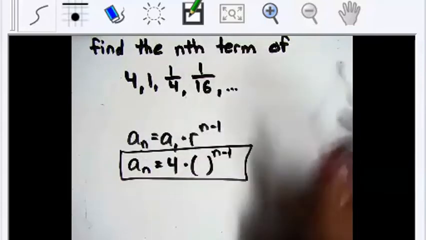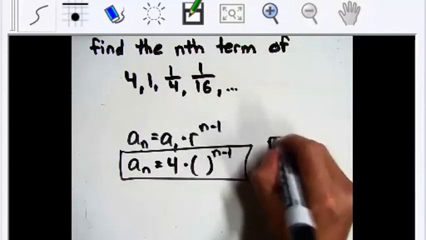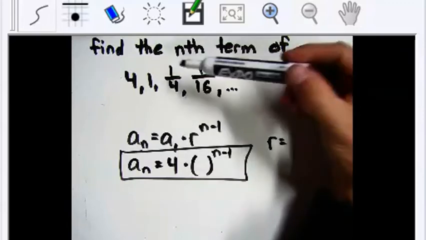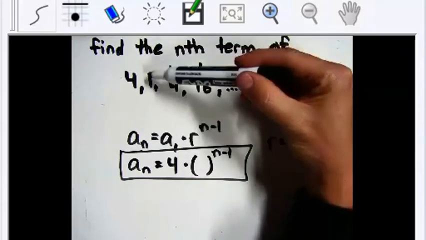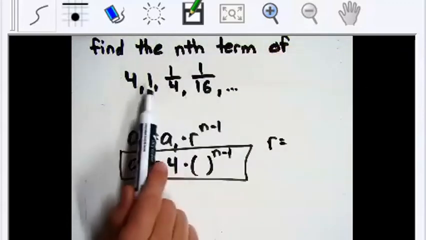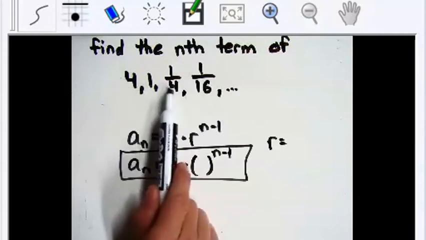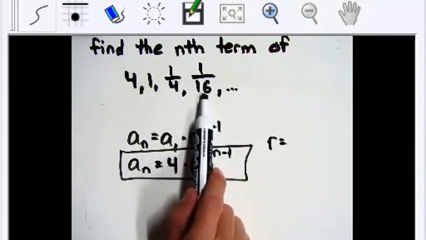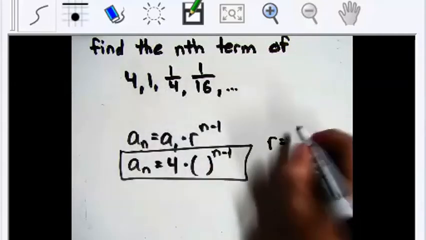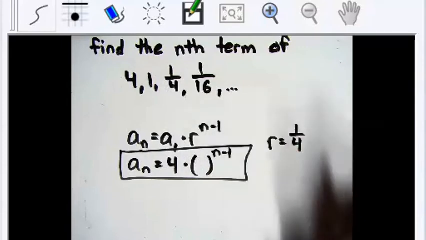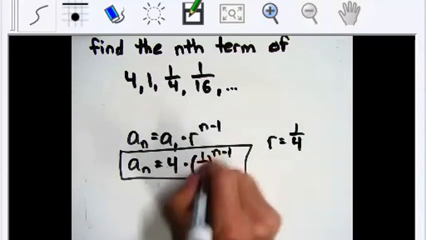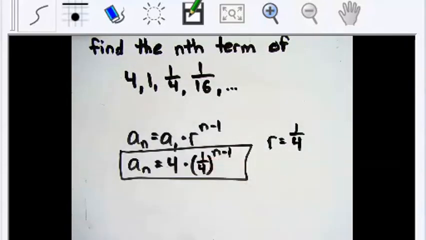So remember, to find r, you just pick some term and divide by the previous term. So I could do 1 divided by 4. I could do 1/4 divided by 1. I could do 1/16 divided by 1/4. It does not matter. I just did 1 over 4. So there you go. There is my answer.